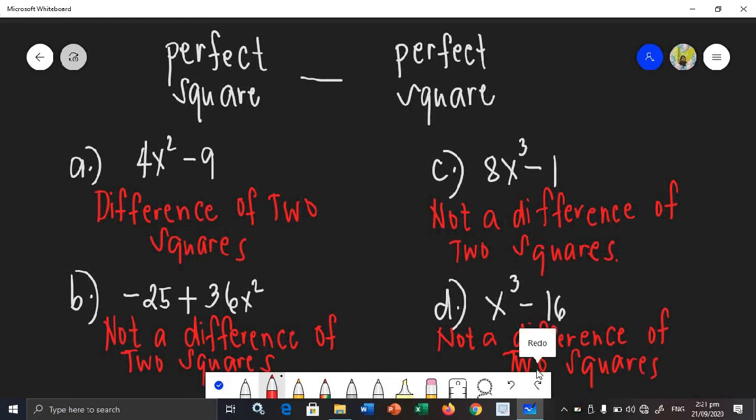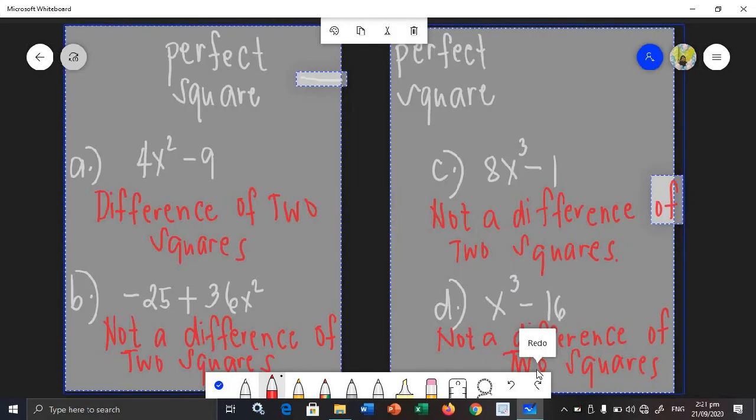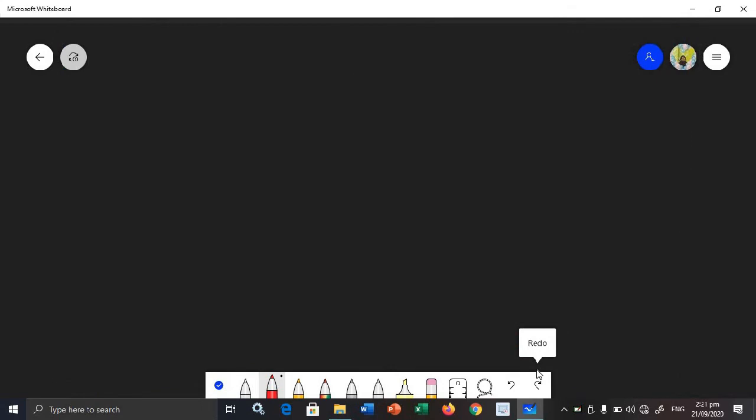So, there. Now that you know how to identify if the given is a difference of 2 squares, let's learn how to factor difference of 2 squares. So, let's solve this example.